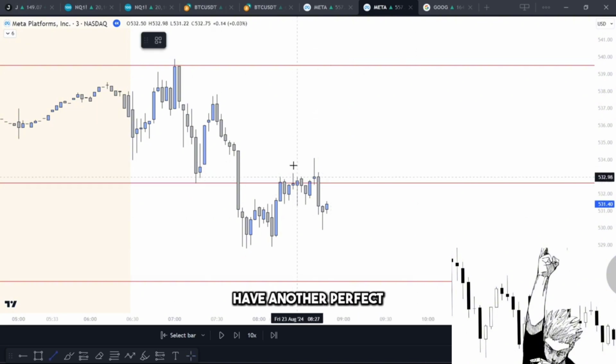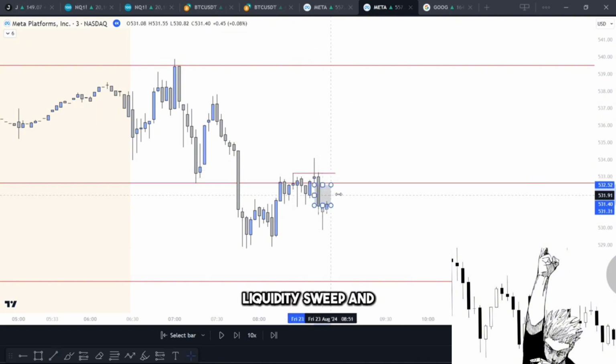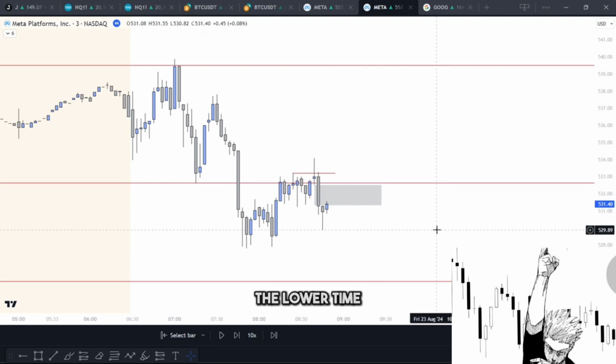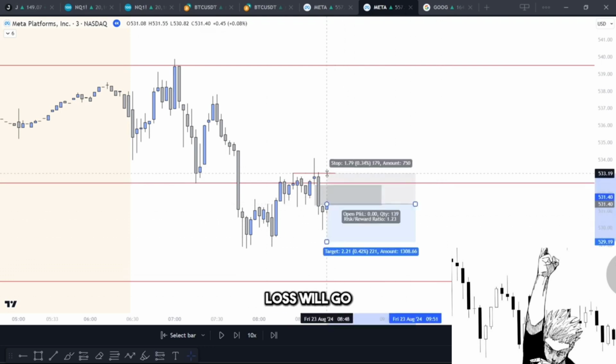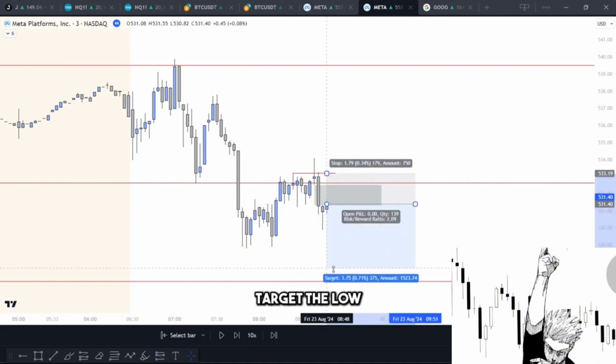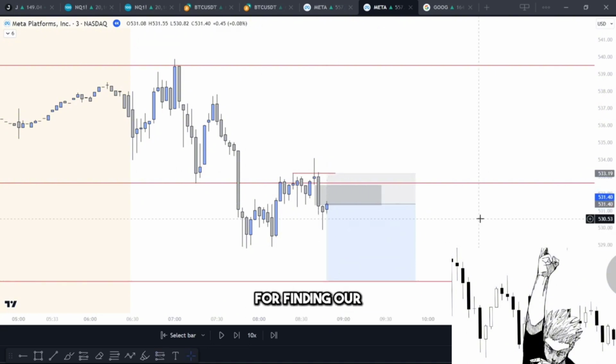Right here we have another perfect setup, which is a liquidity sweep and a fair value gap like this one right here. So now that the lower time frame has a very nice entry model, we're going to hop in that trade right away. So our stop loss will go above the high of this candle, and we're going to target the low of that daily candle that we used for finding our candle range theory.